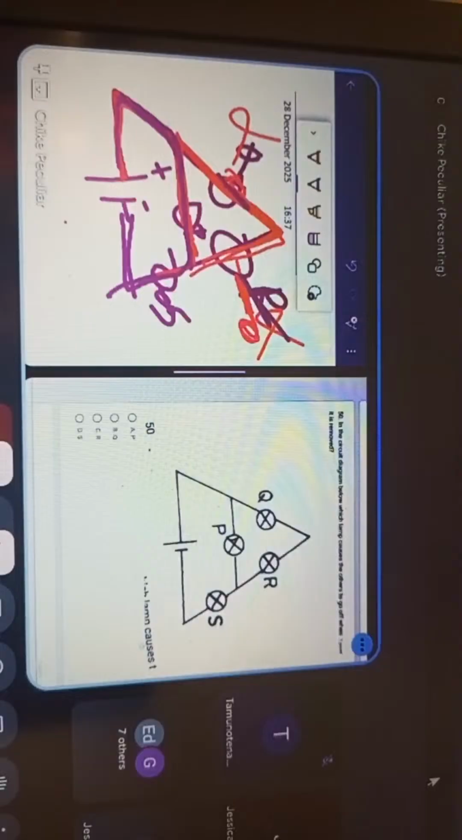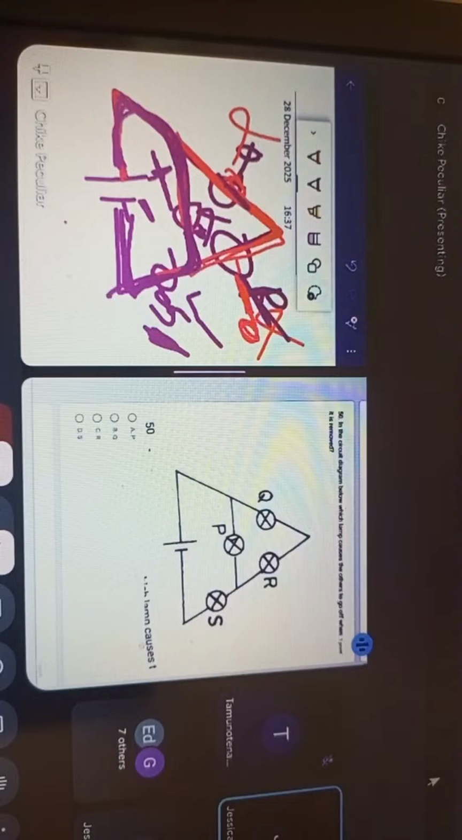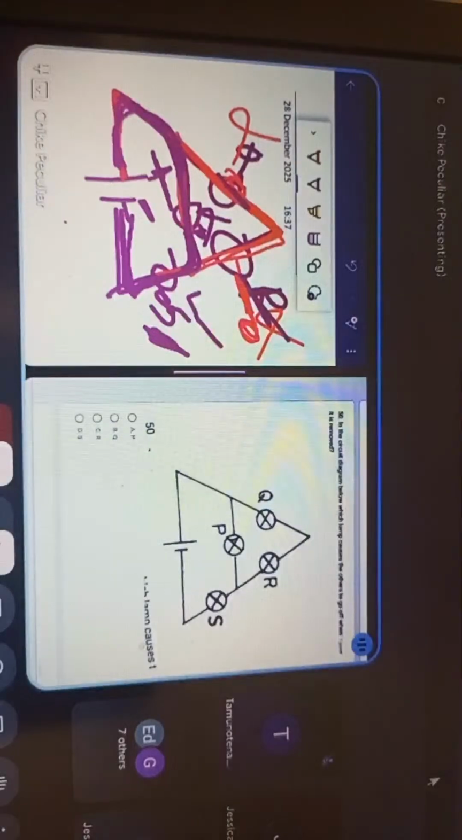But if S eventually breaks down, this circuit will not be completed, because current has to flow from your positive to your negative. So there has to be an alternative way for this to come back to my battery, flow again, come back to my battery. So if P alone is working and S is not working, that current will not be completed. So what completes the circuit is actually lamp S. So the answer is lamp S.